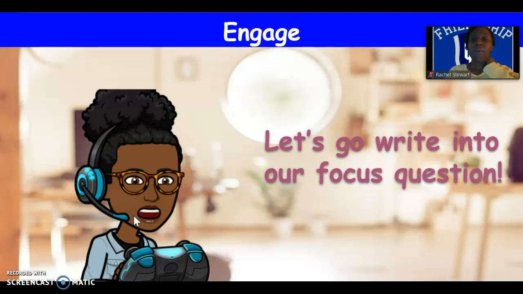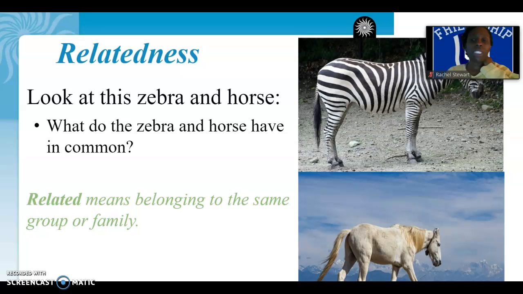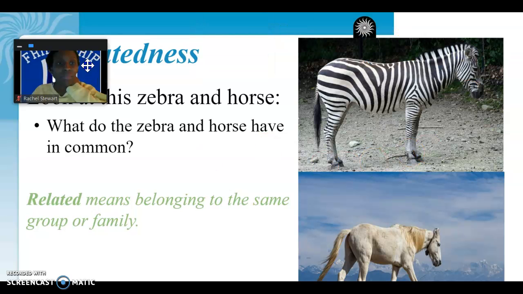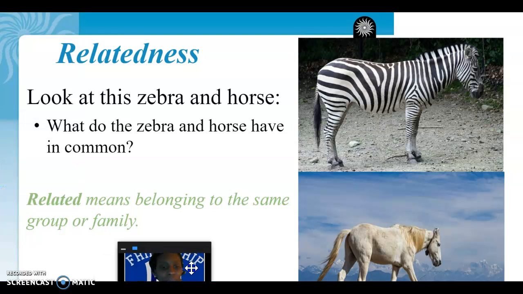Alright, our focus question is how can a model help us understand the relationships among organisms? Okay, so that's our focus question. Feel free to pause the video and add this to your virtual journal. Okay, so let's take a look. Let me move my picture out the way. I'm going to move it to the bottom.